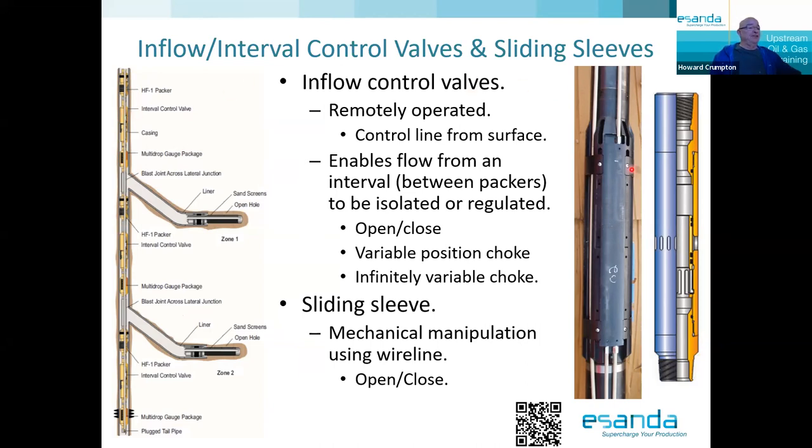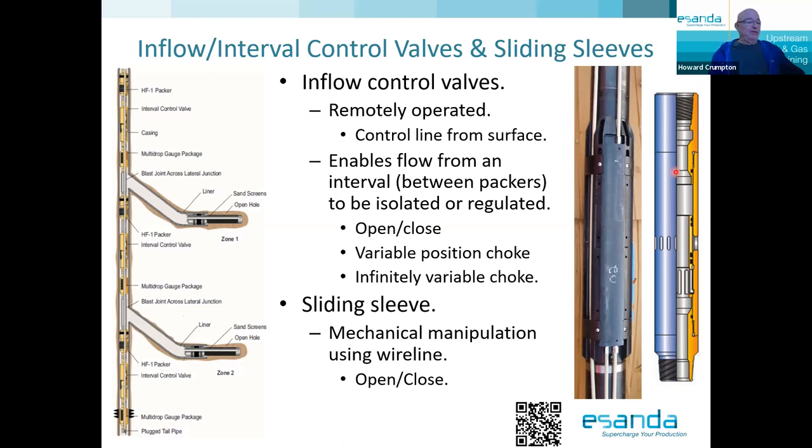And this is an illustration of the type of valve that's being used. So these white lines here are the control lines. They're supplying hydraulic pressure to the valve. By pressuring up on the open line, we can open the valve, and pressure up on the closed line, we can close the valve. These valves come in different degrees of sophistication. The simplest are direct hydraulic control, open or close. But it's possible nowadays to get variable position chokes or even infinitely variable chokes. The more complexity, the less reliable it's going to be. So that's what we call a smart completion or intelligent completion component.